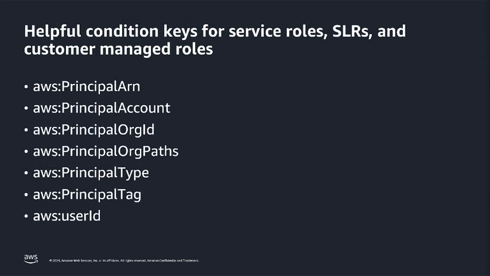Here are some, but not all, of the condition keys that can be helpful to use when referencing requests made by the patterns that we've talked about so far in your IAM policies. These keys allow you to authorize requests based on different properties of the principals. These keys are all set in a similar fashion for the three patterns of requests that we've talked about so far. And all of these keys are what we call global condition keys.